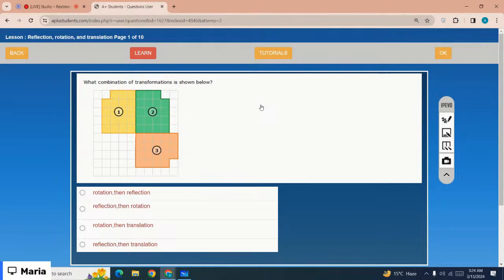Okay, what combination of transformations is shown below? That is the one we just did. From 1 to 2, that is a reflection, and from 2 to 3, that is a rotation. So the answer is reflection. First you have to reflect and then you have to rotate. So reflection and then rotation. Option number 2 is the correct option.